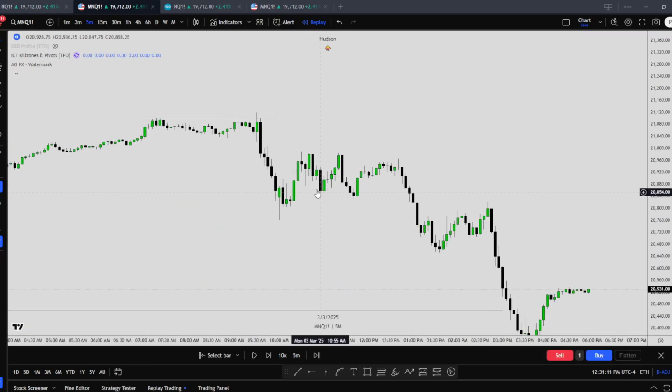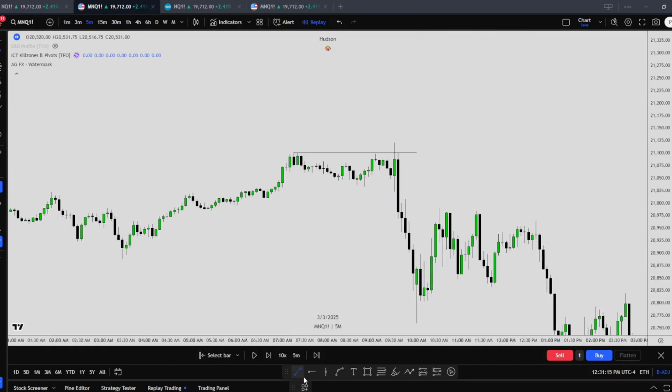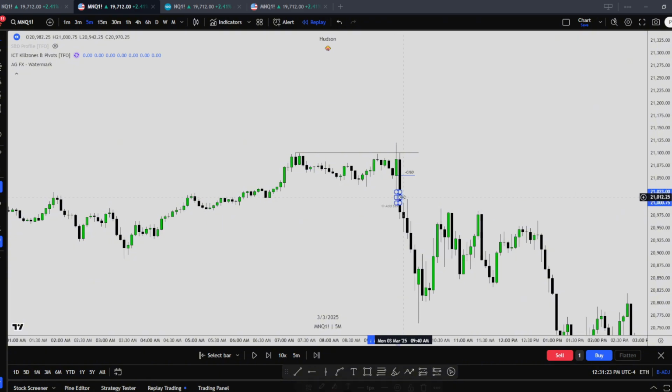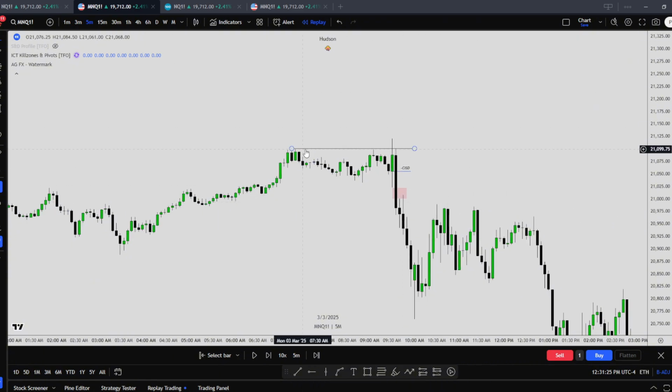So if we go down to the 5-minute chart, what happens? A change in delivery to a 5-minute fair value gap. Boom. Right? 1 hour PD array, an old high, swipes that, displaces, CISD, 5-minute fair value gap. Now, if you're not confident in that, what can you do? You can go to the 15-second chart.